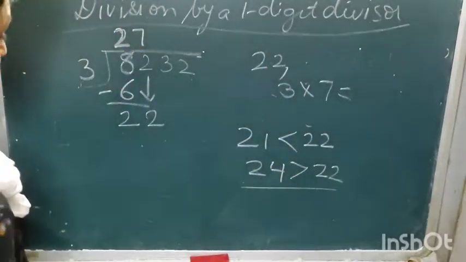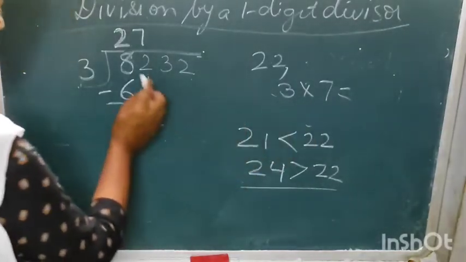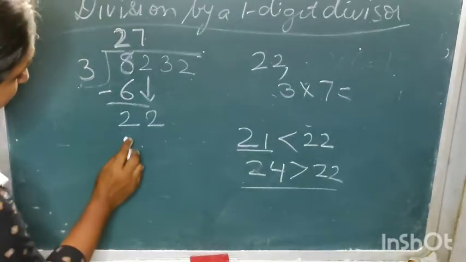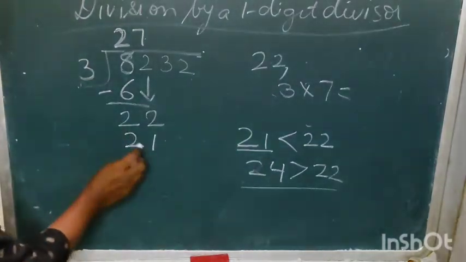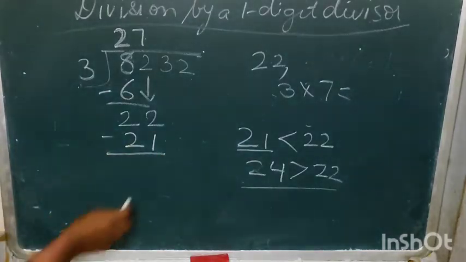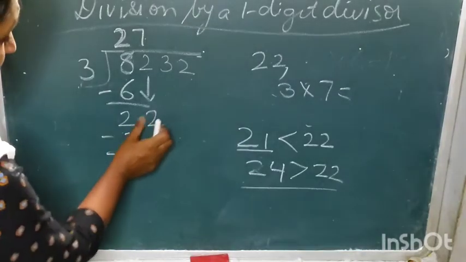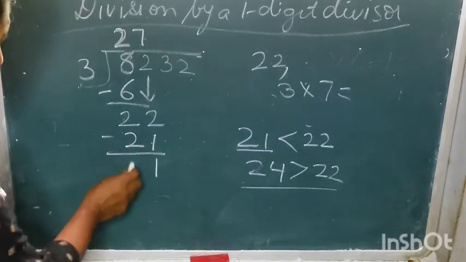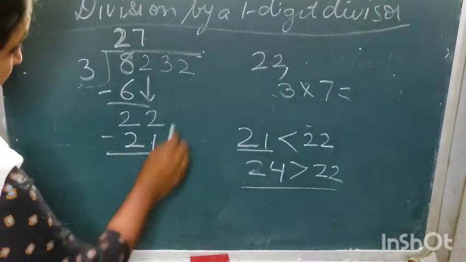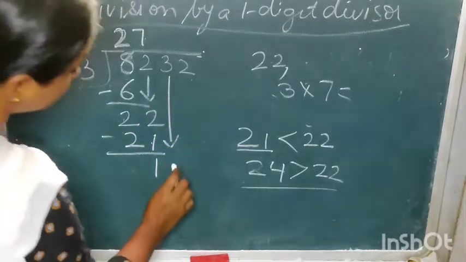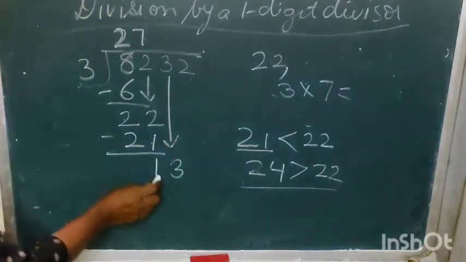In the hundreds place, 3 into 7 is 21. So we write this 21 under 22. Next you have to subtract. We get 2 minus 1 is 1, and 2 minus 2 is 0. So we get 1, which is less than 3, so we bring this 3 down. We get 13.